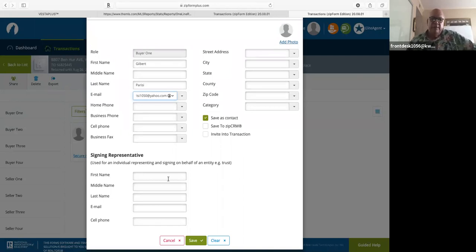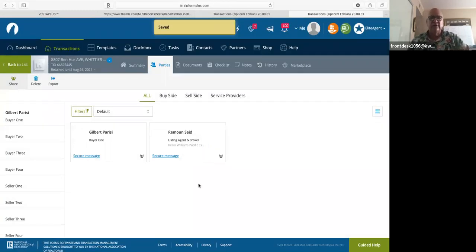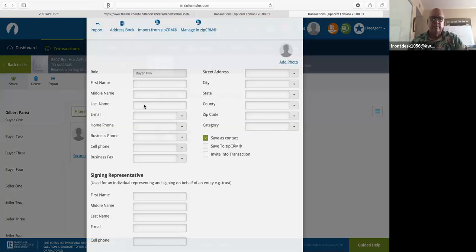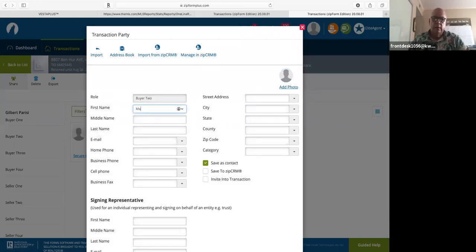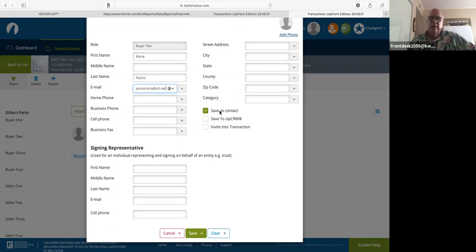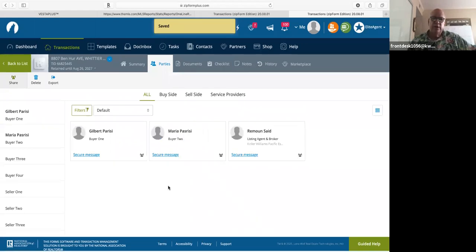So down here under signing representative, this would be in case you had a trust. So let's say up front, the buyer number 1 was the Gilbert Parisi Trust. Then down here, we would use Gilbert Parisi's name and email as the trustee signing onto the transaction. Buyer number 2. So here you should click this box, save as a contact. That way they will be in your zip forms if you do end up doing multiple transactions with someone.